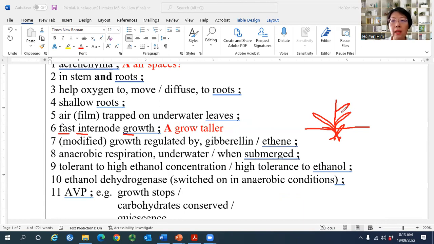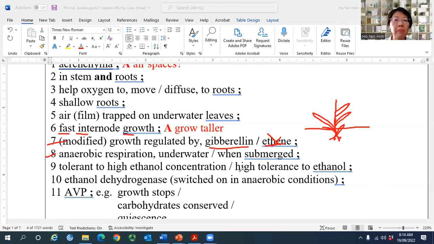Internode means the length between two adjacent leaves along the stem. So the internode will grow faster. When the plant grows taller, the internode length increases. Okay. Growth is regulated by gibberellin. Gibberellin you learned before, increase in length of the stem. Point 18 you didn't learn, so we ignore 18. So the plant will release plant growth regulator to promote growth in length.